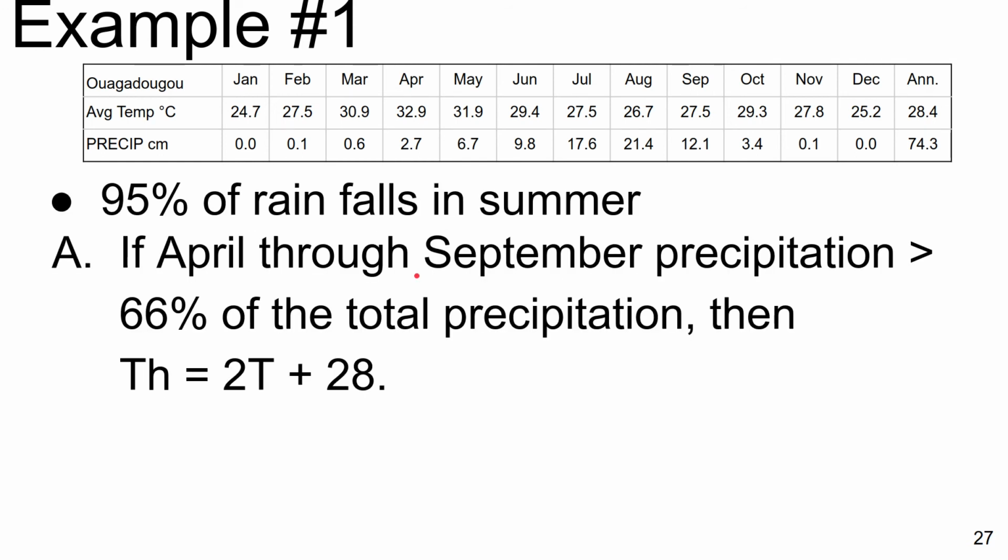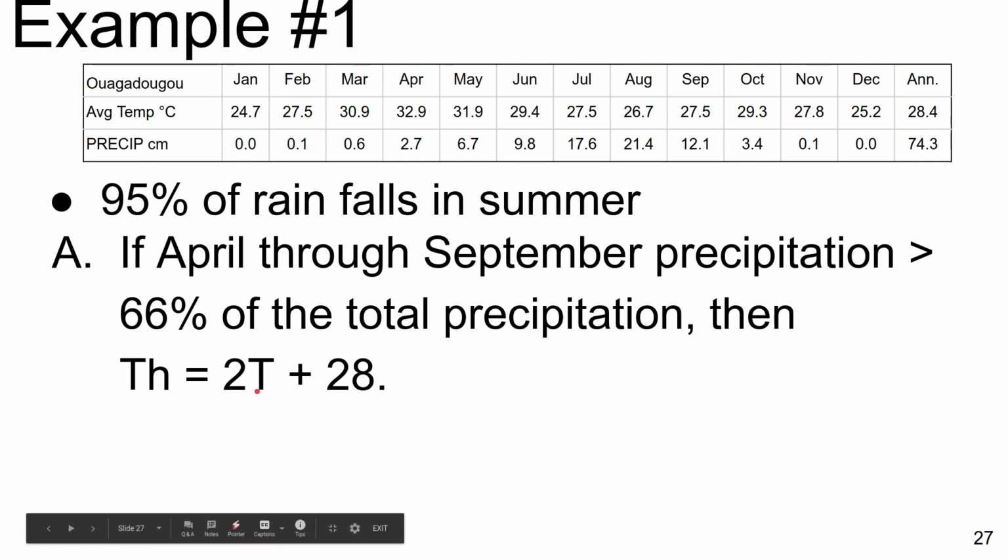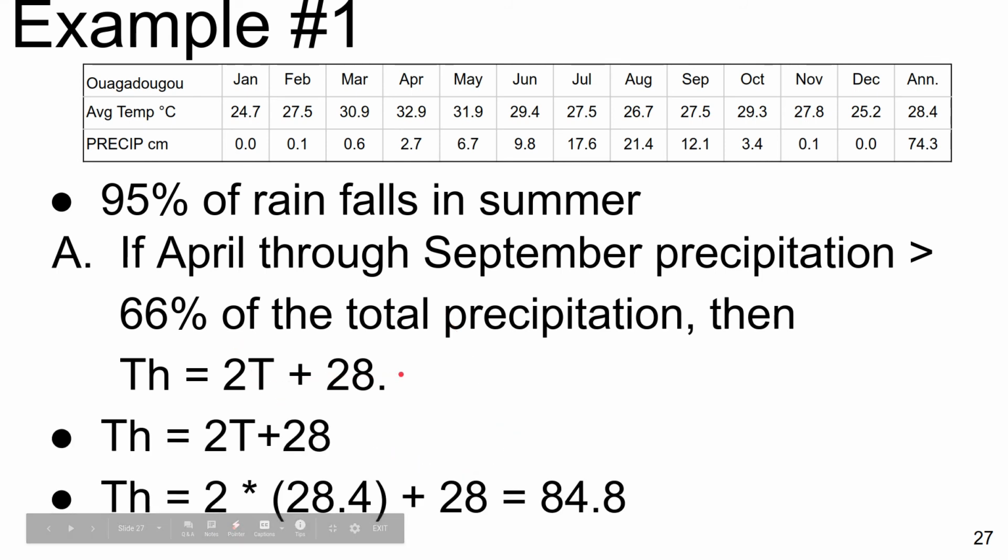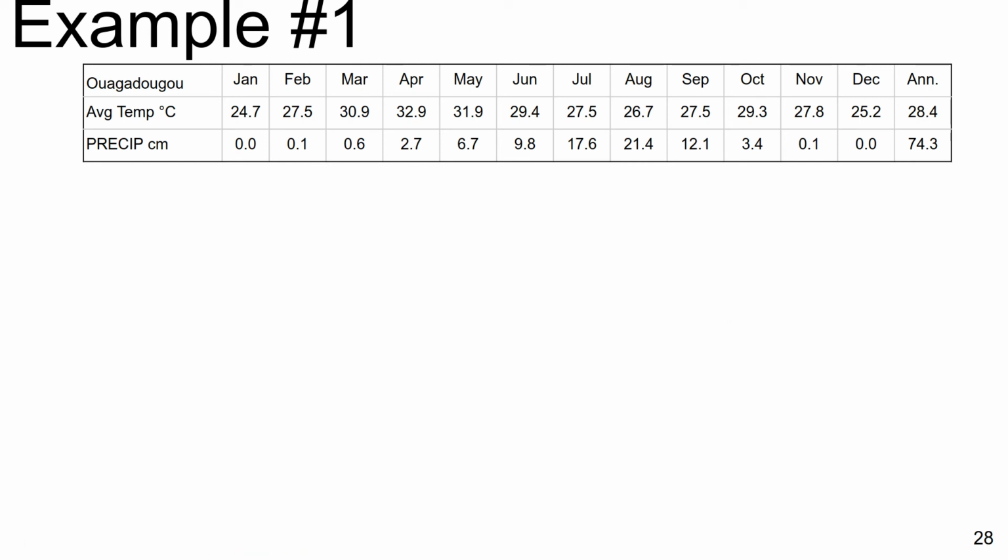So 95%, we know which one to use, 2T plus 28. So TH equals 2T plus 28. Threshold equals 2 times 28.4, that's the average annual temperature, plus 28. So our TH number is 84.8. That's step 1 of step 1. We got our TH number.